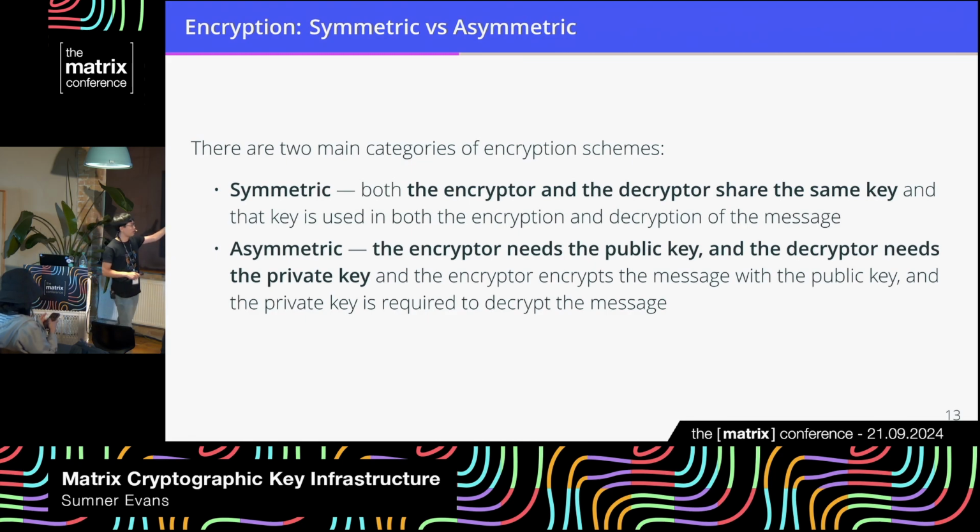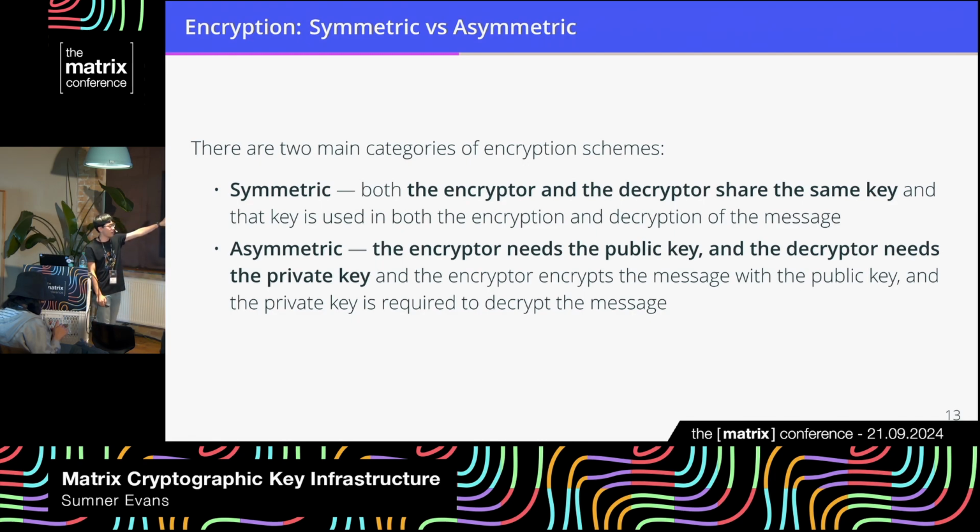The other category is asymmetric. This is where the encryptor needs a public key, uses the public key to do the encryption, and then the decryptor needs a private key. So the public and private key are related, and the decryptor needs that private key in order to decrypt the message. There's a few variants of asymmetric encryption schemes. Matrix uses elliptic curve cryptography for all of its asymmetric encryption needs.